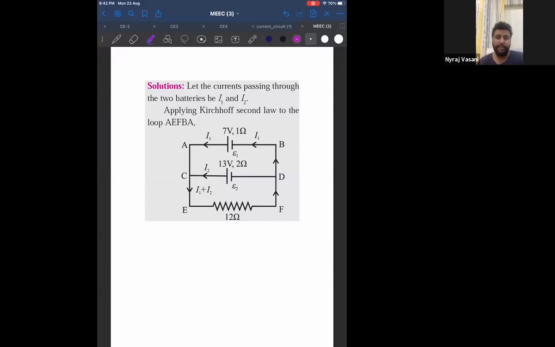Can you write the vice versa of it? If our direction is opposite to that of the current, then the sign is positive.